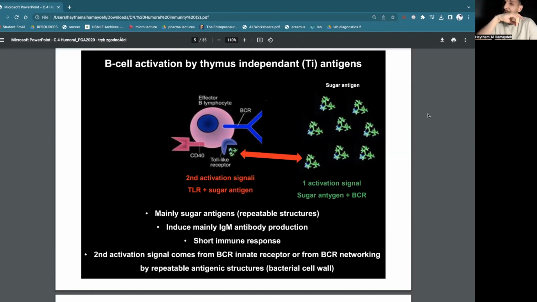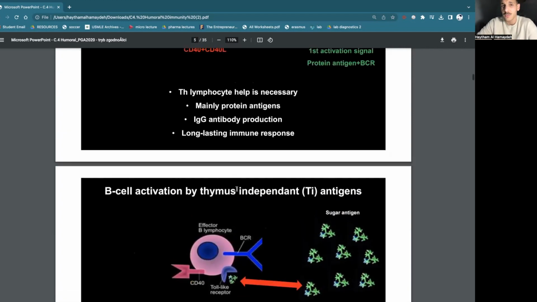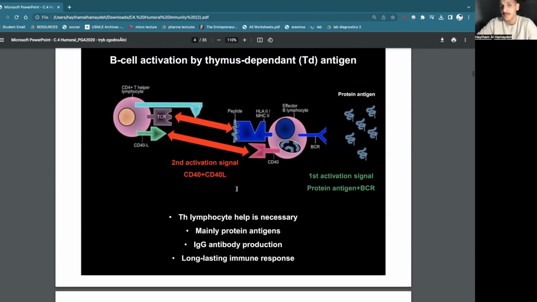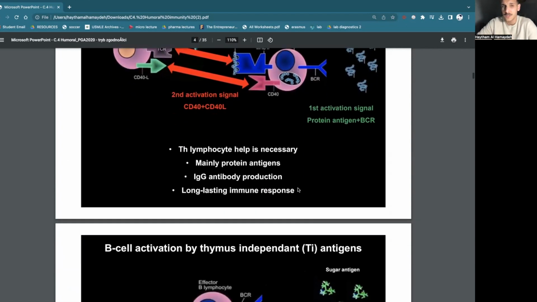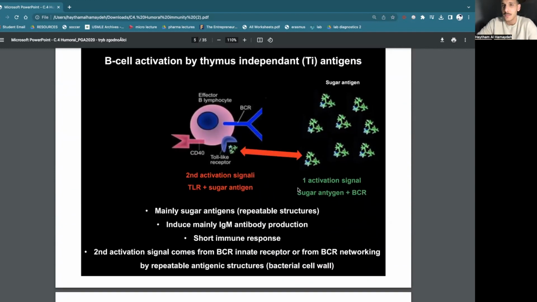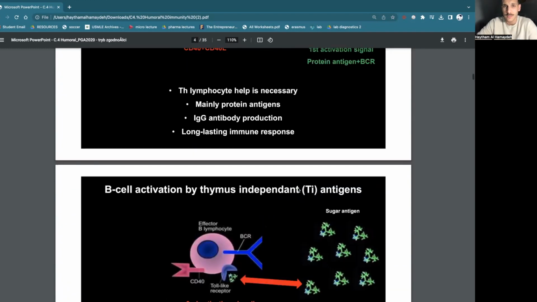And so now we know to differentiate between thymus-dependent and thymus-independent. Thymus-dependent would need a protein antigen. It needs the protein antigen to bind to the BCR, but then we have T cells that are present instead of having it to be activated on its own. And then the production of IgMs here, and on the top you need an IgG, okay? So these differences you have to know between thymus-dependent and thymus-independent, okay?